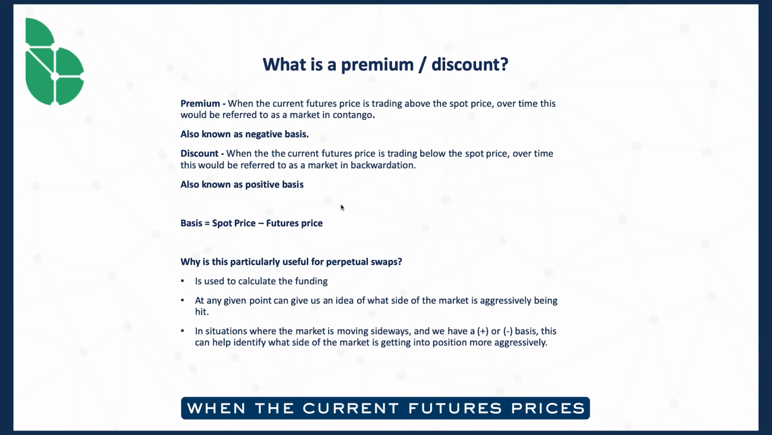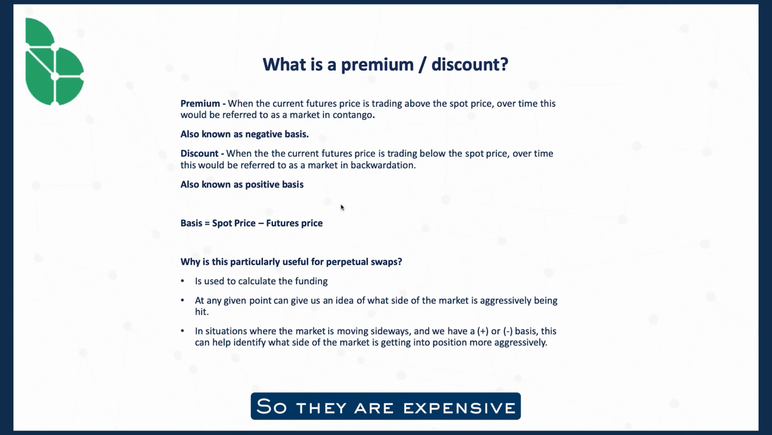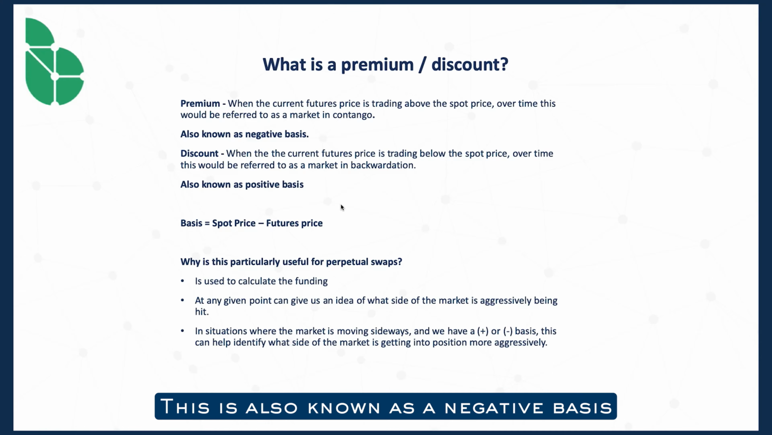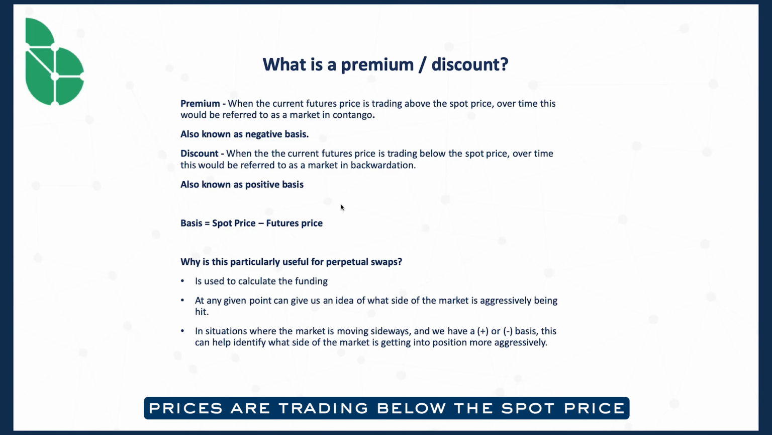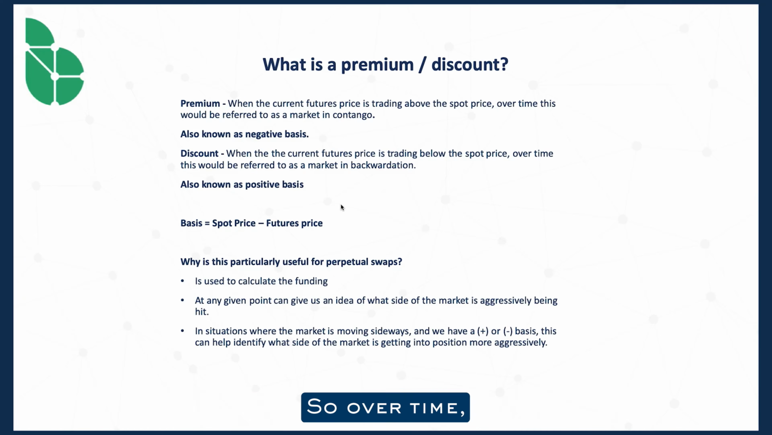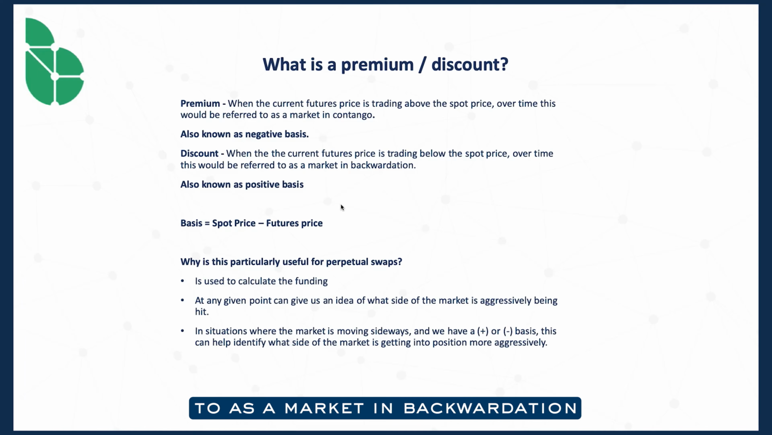So a premium is when the current futures prices are trading above the spot price, so they're more expensive. Over time, this would be referred to as a market in contango. This is also known as a negative basis. The basis is the spot price minus the futures. Now, to the opposite effect, a discount is when the futures prices are trading below the spot price. Over time, this would be referred to as a market in backwardation.